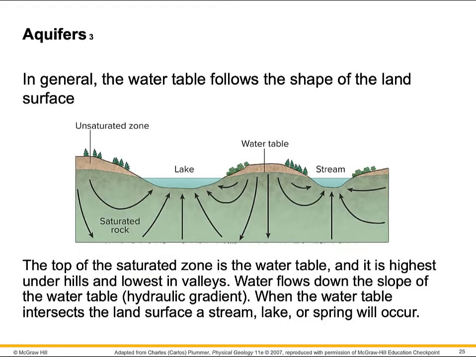In general, the water table follows the shape of the land surface. The top of the saturated zone is the water table, and it is highest under the hills and lowest in the valleys. Water flows down the slope of the water table, the hydraulic gradient. When the water table intersects the land surface, a stream, lake, or spring will occur.